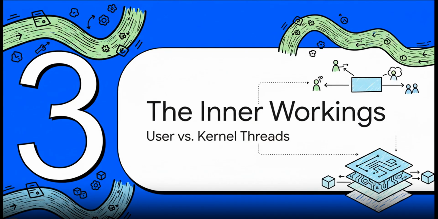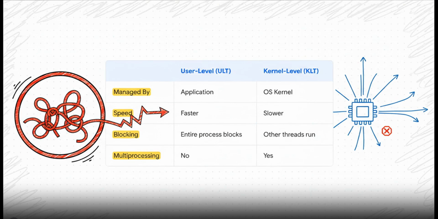Okay, so we know what threads are and why they're awesome. Let's peel back another layer and get a little more technical. We're going to look at the two main ways threads are actually managed, at the user level and at the kernel level. So on one hand, you've got user-level threads. These are managed entirely by the application itself. The main operating system doesn't even know they exist. This makes them super fast to create and manage. But, and this is a huge but, if one of these user threads gets stuck waiting for something, the entire application just freezes. That's called blocking.